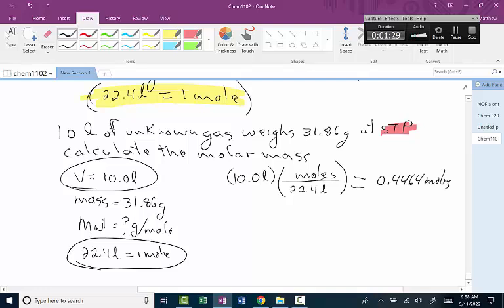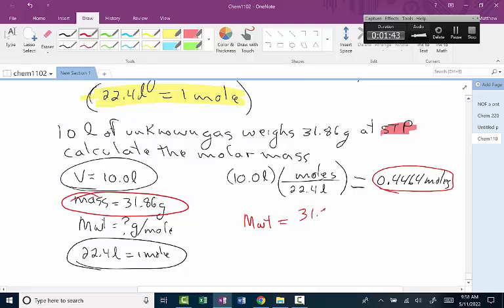And now it's real simple. I just take the mass over here and divide it by the number of moles. So the molar mass, molecular weight is what I use as a symbol, is 31.86 grams divided by 0.4464 moles, and I get a molar mass of 71.37. Okay, so that's pretty straightforward.